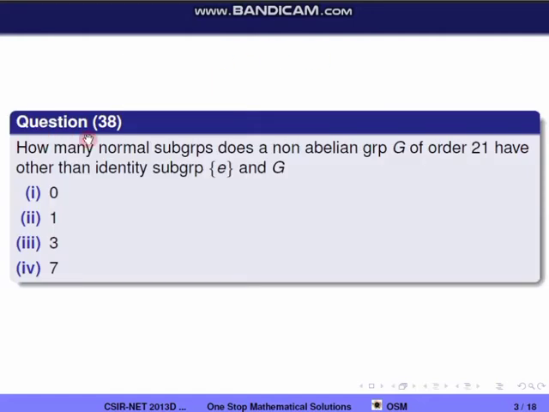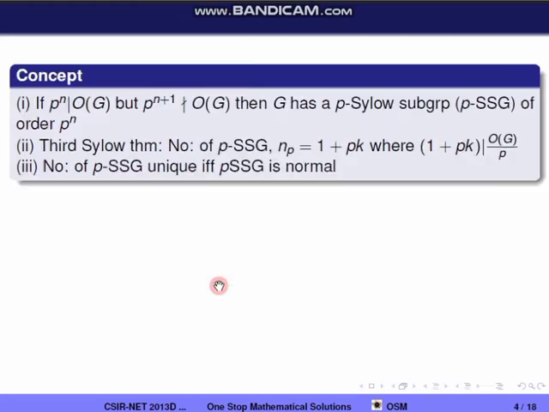First question, question 38. How many normal subgroups does a non-abelian group G of order 21 have other than the identity subgroup E and G? We have to find the number of normal subgroups for this group G other than E and G. So we'll look into the concepts used.